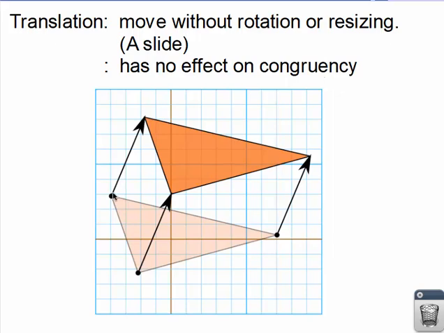What that means is if I take this point right here, notice that this point is on the top left-hand side of the figure. Its translated point, is it in the same location? If it is in the same position as it was originally, it had no effect on orientation. So a translation has no effect on congruency and it has no effect on orientation.